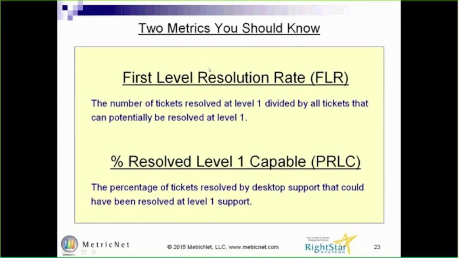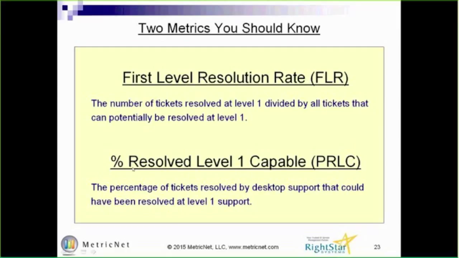Now, many people assume that 1 minus the first level resolution rate is going to equal your percent resolved level 1 capable, but that's not the case, and let me explain why. Let's say we have 2,000 tickets being handled each month by the level 1 support organization, and let's say 400 of those tickets get pushed out to desktop support that could have been resolved at level 1. So 400 out of 2,000, we've got an 80% first level resolution rate because we're resolving 1,600 out of 2,000 tickets at first level. 400 of those get pushed out to desktop support that could have and should have been resolved at level 1. So our first level resolution rate is 80%.